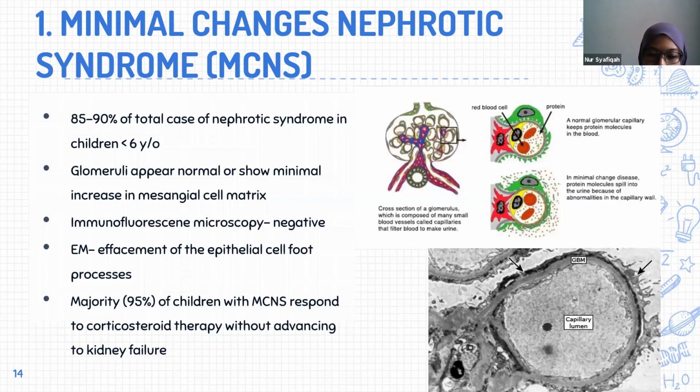And in majority cases of MCNS, the child will respond to the corticosteroid therapy without advancing to kidney failure. So the prognosis for MCNS is good. As we can see on the picture on the top right, we can see the comparison between the normal and the MCNS capillary wall, where in normal the protein is kept inside. But in MCNS, there is a protein spillage due to increased permeability of the capillary wall.